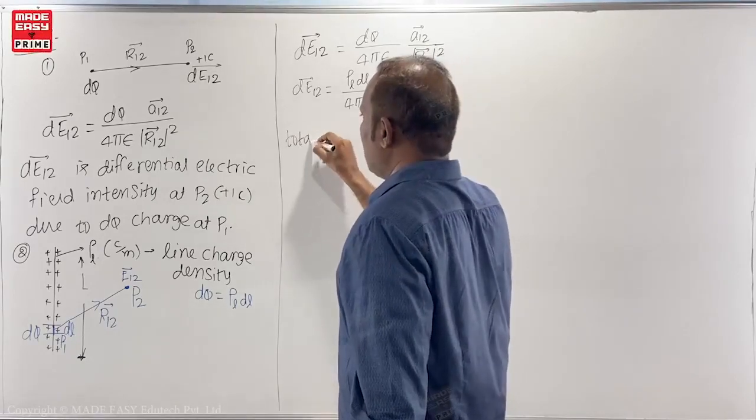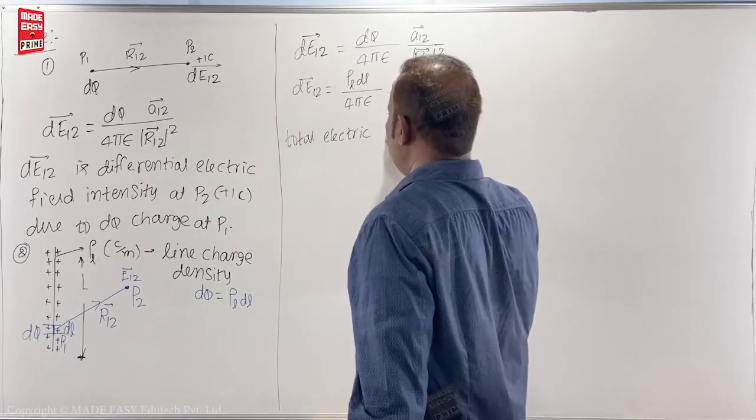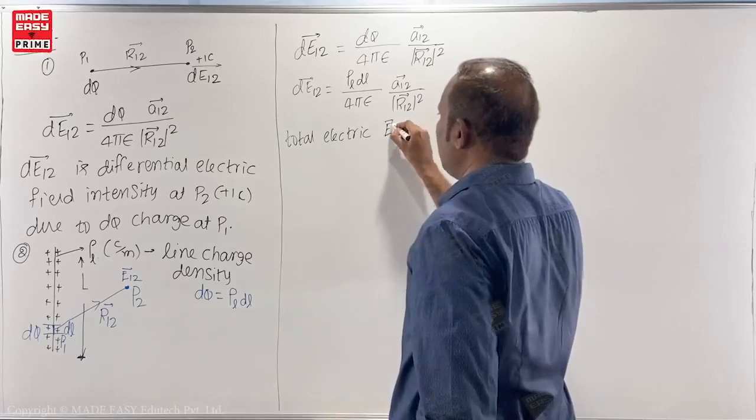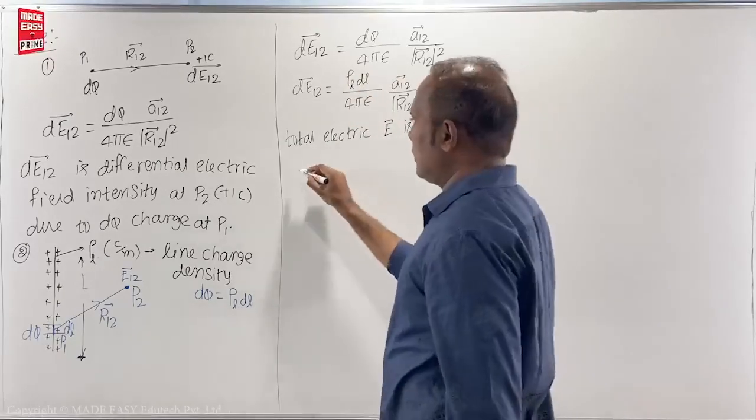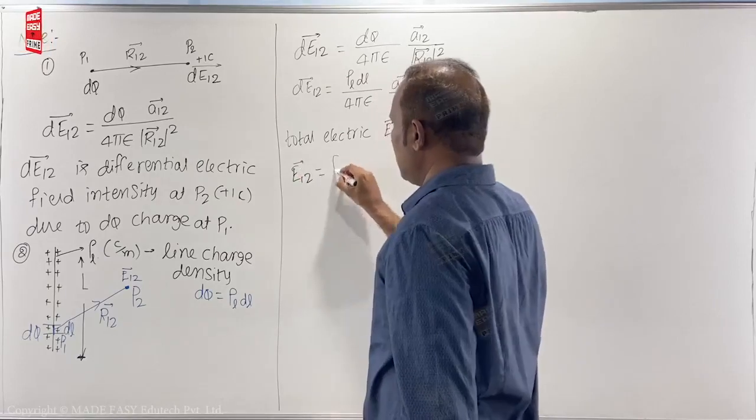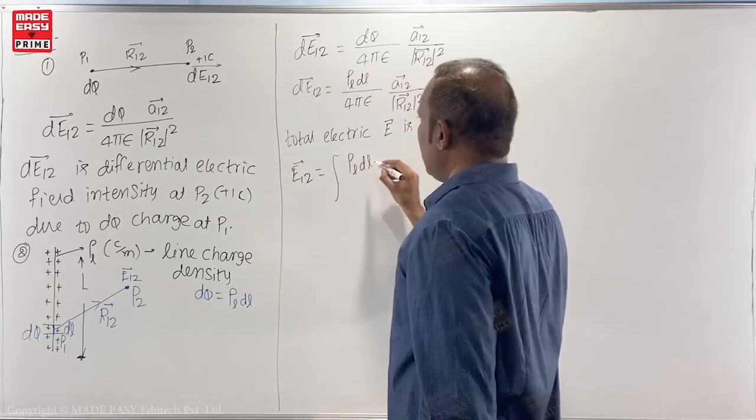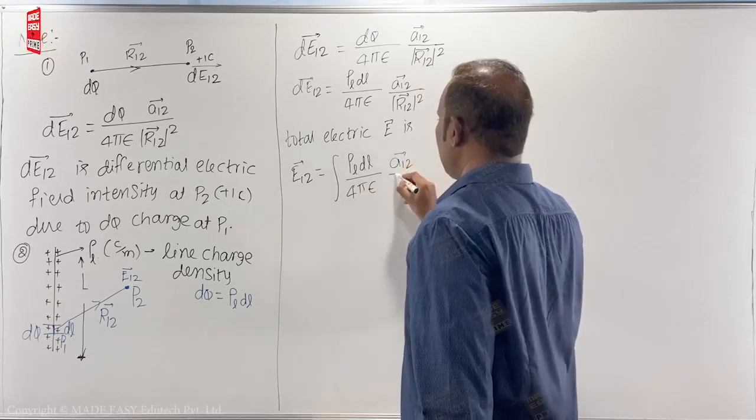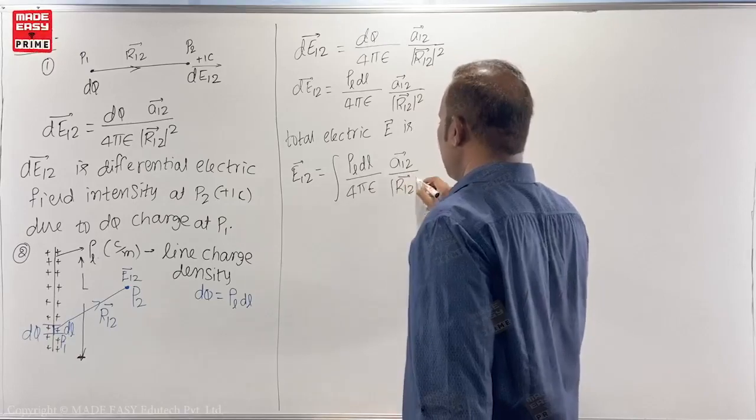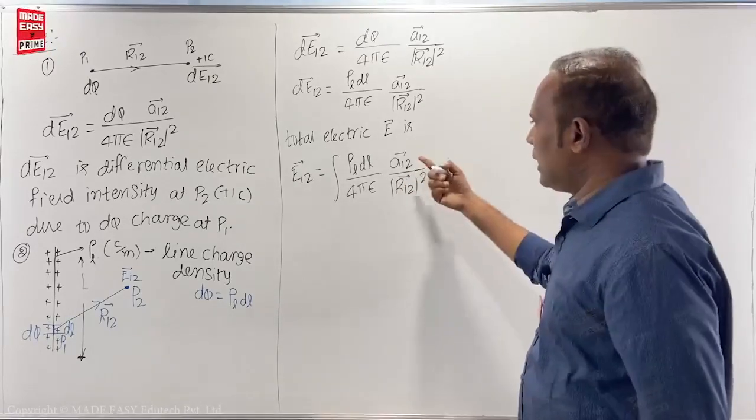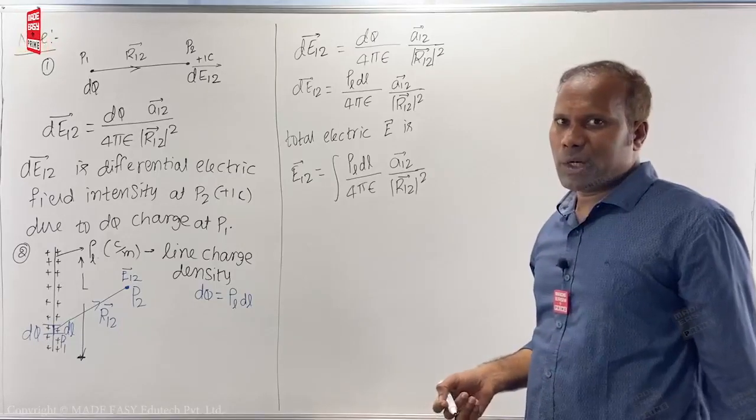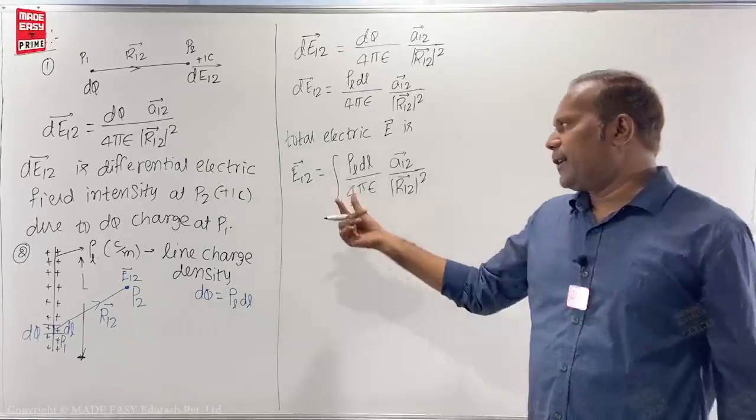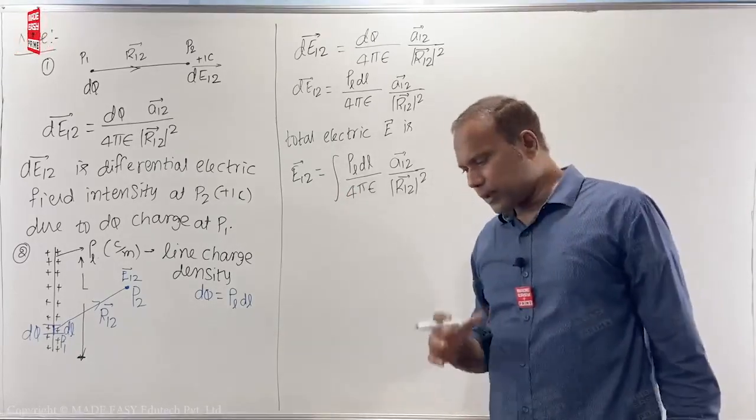Now total electric field, you say total E bar, you have to integrate this one. That is nothing but E12 bar is equal to integral of rho L dl divided by 4 pi epsilon, A12 bar by modulus of R12 whole square, and in place of A12 bar you can write R12 bar by modulus of R12. So this is the general formula of electric field intensity due to a line charge.